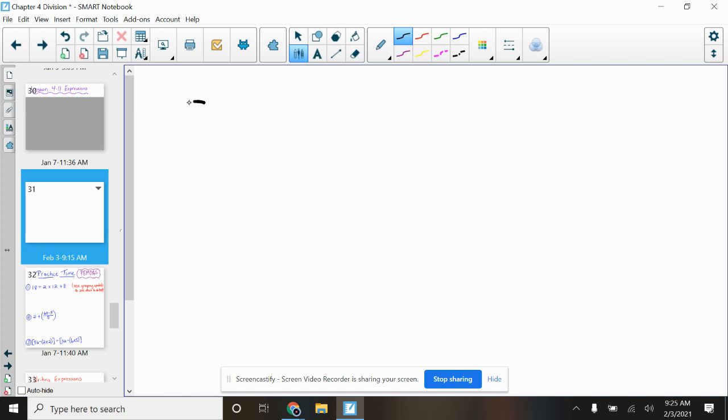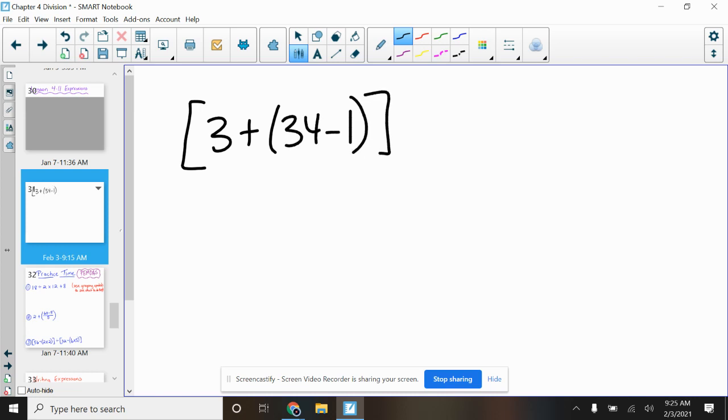Tell me if there's a bracket in front, right? Bracket 3 plus parentheses 34 minus. Hang on, what was that? People, stop talking. I can't even hear her and she's literally 2 feet from me. Bracket 3 plus parentheses 34 minus 1 parentheses bracket divided by 9 plus parentheses 18 plus 3 parentheses. Okay, so thank you, Rory.